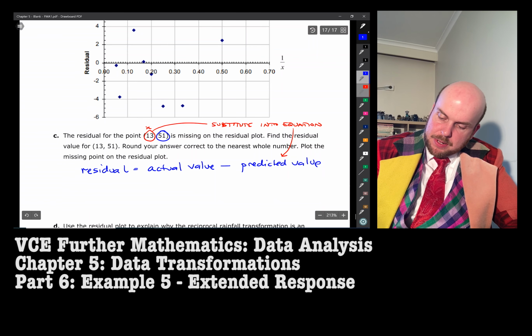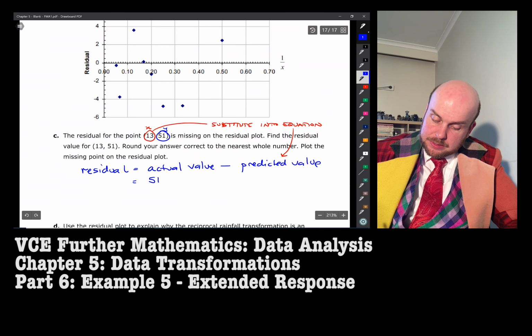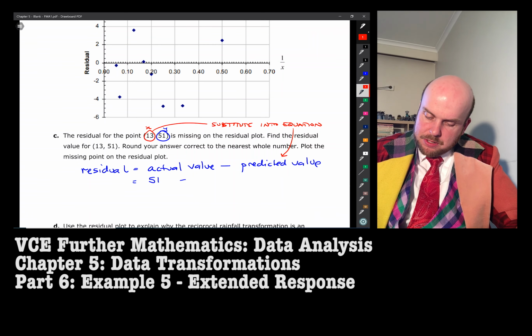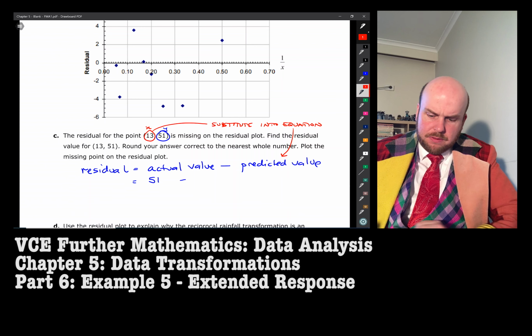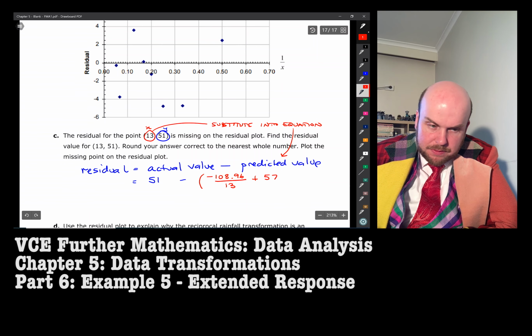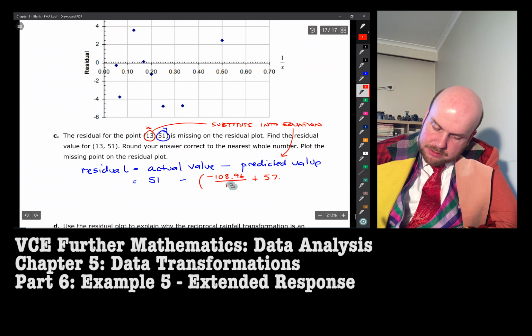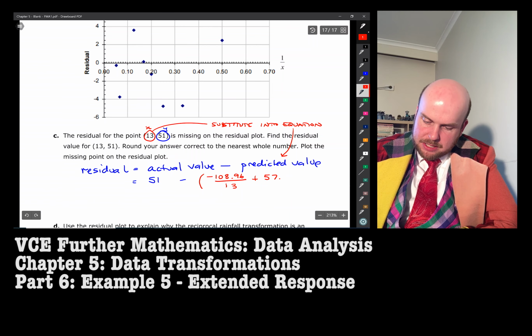So that's a little x there, by the way. That's the y. So let's get our little predictor. So the actual value here is going to be equal to 51. And we're going to minus, and we're going to substitute this number 13 into that original equation. So that original equation from memory is, and I'm going to put brackets because it's got a minus in there, 108.96 divided by 13 plus 57. Oh no, it's not 13, dear. Oh no, it is 13. We've already done this. There you go.